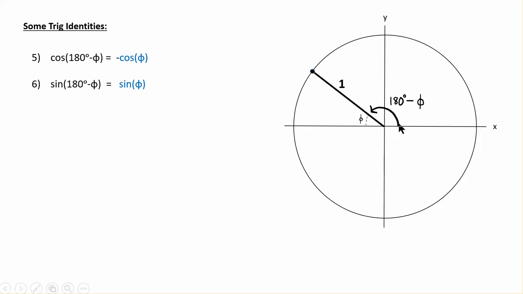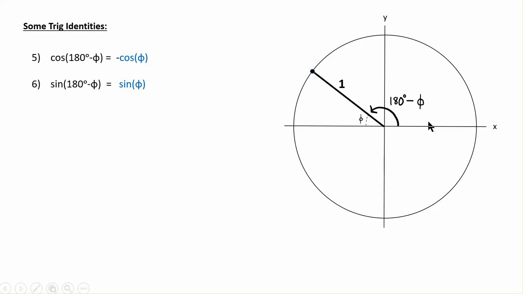Again, we'll go to our unit circle, and this time I'm going to go around to 180 degrees, but then come back a little bit by some angle phi. So the net angle that I'm going around is 180 minus phi. Okay, so here I am. This point here is at angle 180 degrees minus phi.